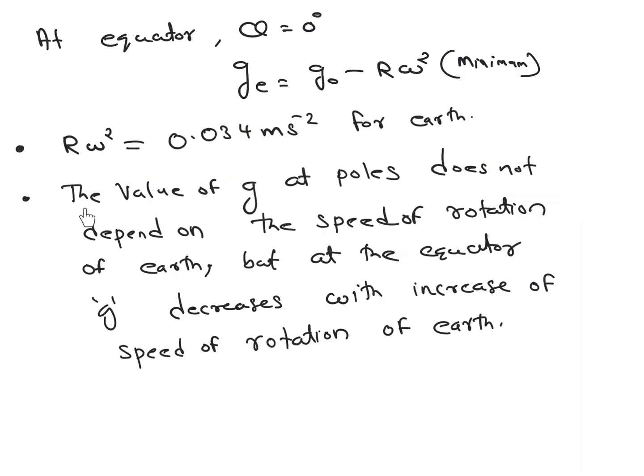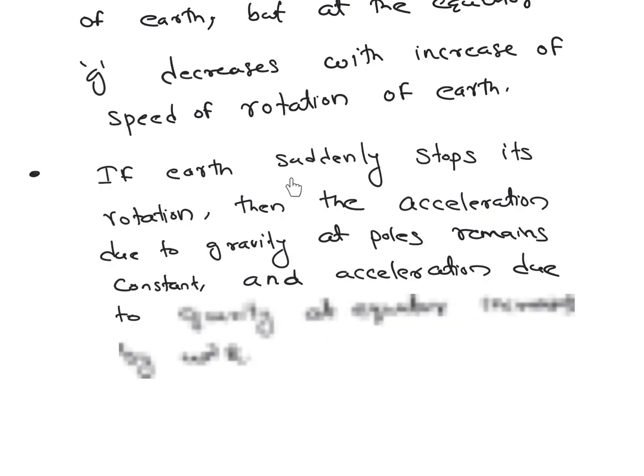So from the above information we can say that the value of g at the pole does not depend on the speed of rotation of Earth, but at the equator g decreases with increase of speed of rotation of Earth. So we can say that if Earth suddenly stops its rotation, then acceleration due to gravity at the poles remains constant, and acceleration due to gravity at the equator increases by a factor R omega square.